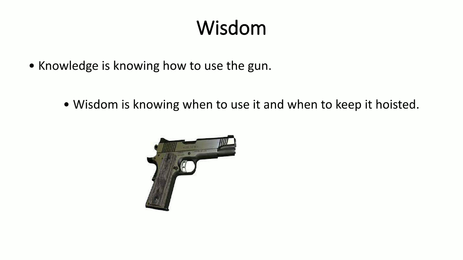For example, knowledge is knowing how to use a gun. Suppose we have a gun and know how to use it, that is knowledge. But wisdom is knowing when to use it and when to keep it holstered. That is very important. In which situation we have to use the gun, that is wisdom.